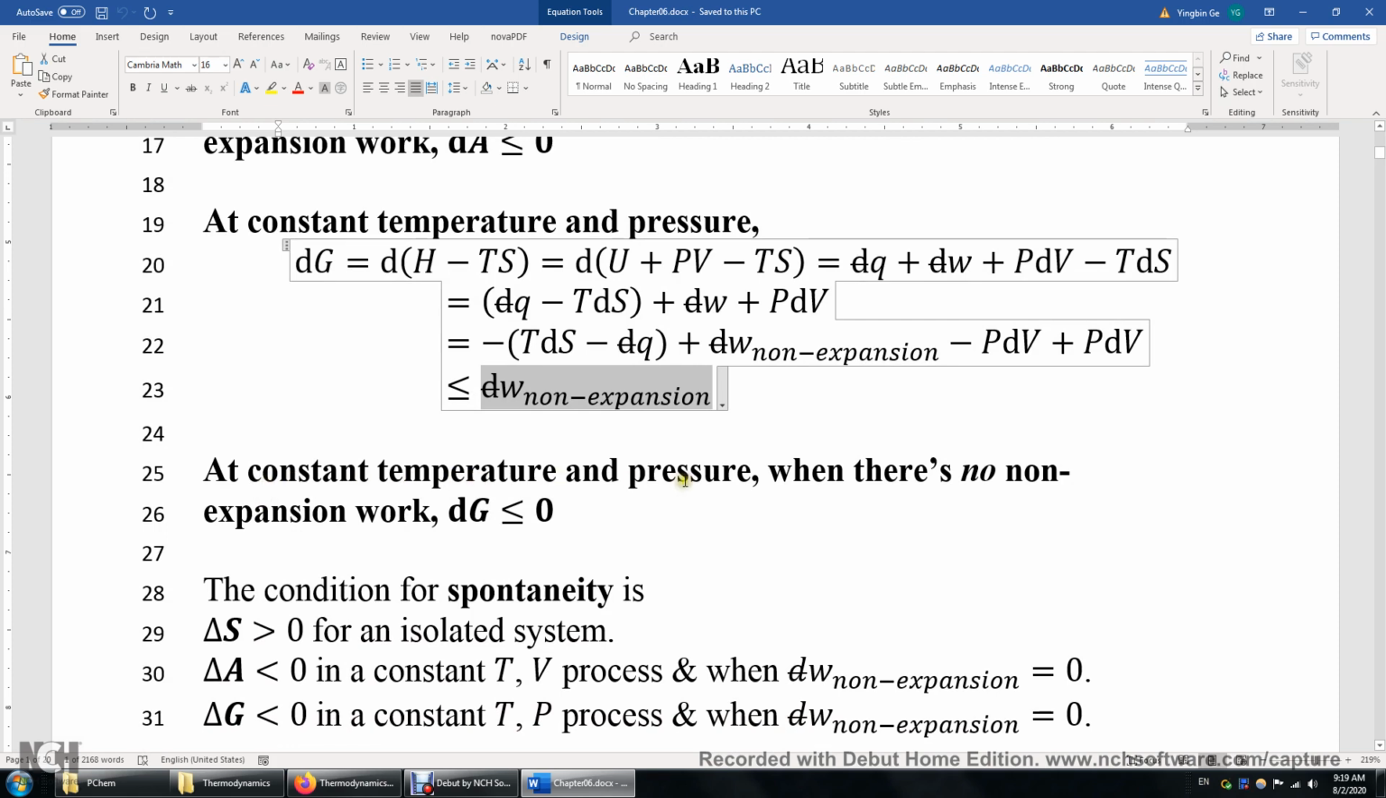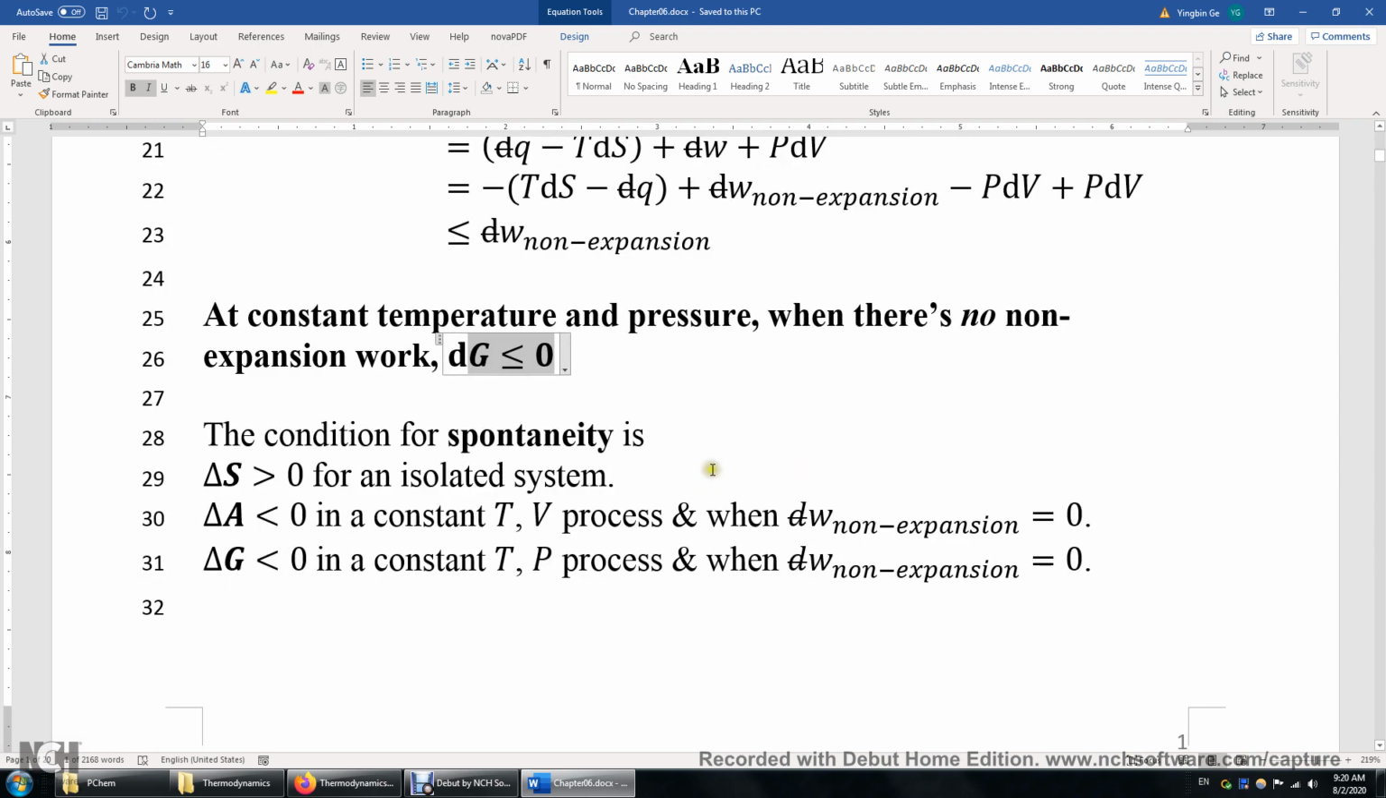At constant temperature and pressure, when there's no non-expansion work, that means when this is 0, then dG is less than or equal to 0. This is how we determine the natural direction of a chemical reaction at constant temperature and pressure when there's no non-expansion work. Now we learned the three different conditions to determine the natural direction of a process.